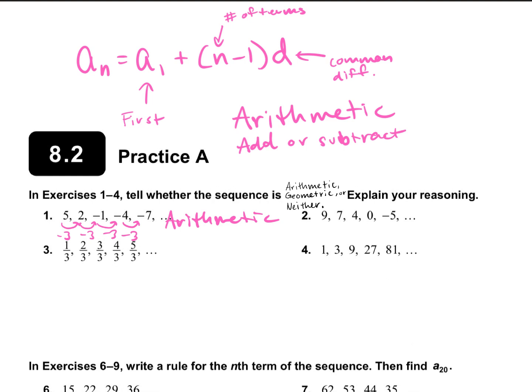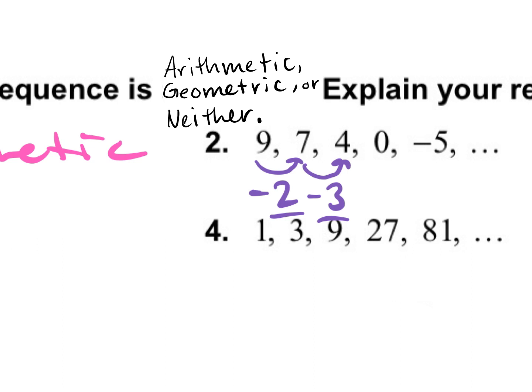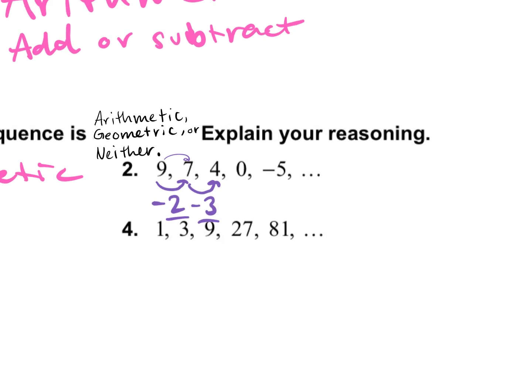Let's do number 2. What am I adding or subtracting to get from 9 to 7? Subtracting 2, so -2. What about from 7 to 4? Subtracting 3. If these two numbers are different, do I need to keep going? No. So is it arithmetic? No. We could check to see if it's geometric. Am I multiplying anything to get from 9 to 7? No. So it's not geometric, it's not arithmetic, so then what? Neither. Any questions here?